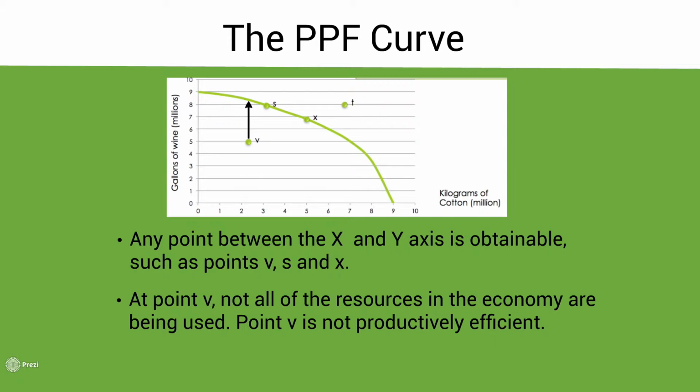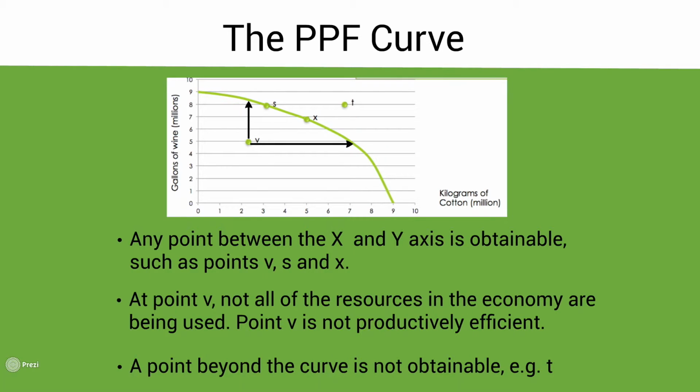Alternatively, we could keep the wine production the same, and we could increase our cotton production from just over 2 million kilograms of cotton to about 7.5 million kilograms of cotton. Therefore, point V is not productively efficient because all of the resources in the economy are not being used. A point that is outside of the curve is not obtainable with the current resources in the economy. For example, point T. With the resources that we have, we are unable to obtain point T.